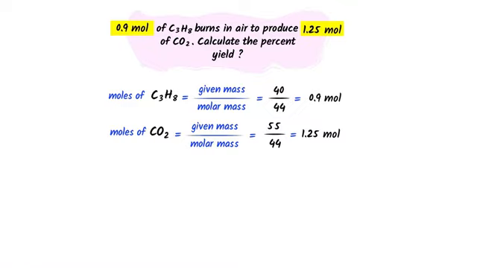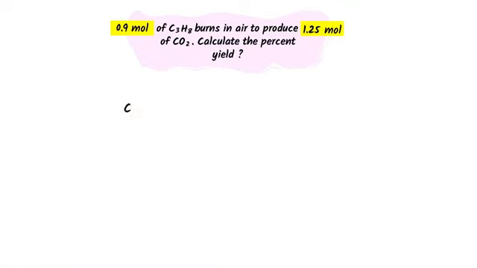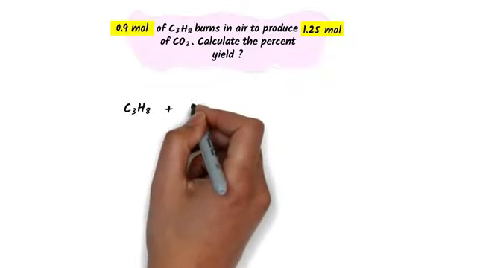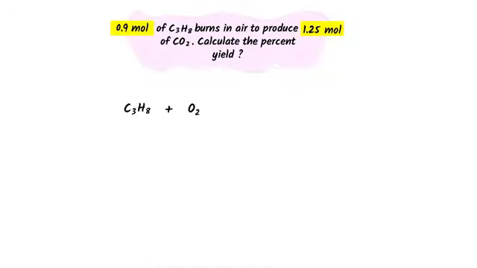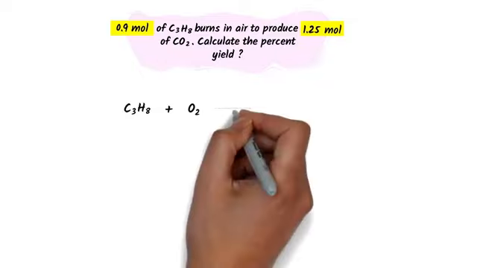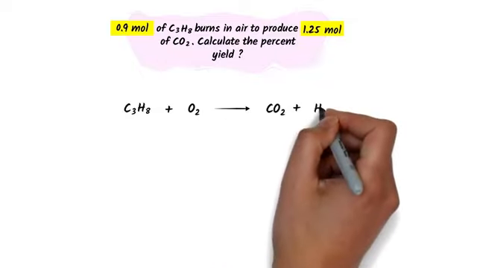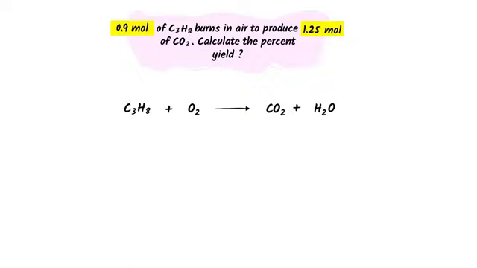Secondly, I write the balanced chemical reaction. We know that when C3H8 is burnt in air with oxygen gas, it produces carbon dioxide and H2O. Now I balance this reaction. The actual yield is already given, which is 1.25 moles.